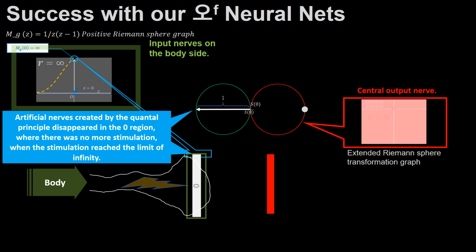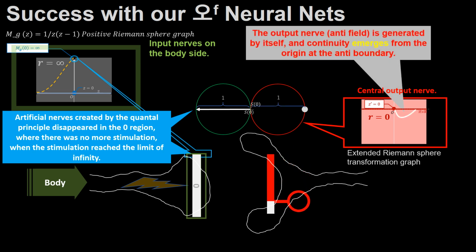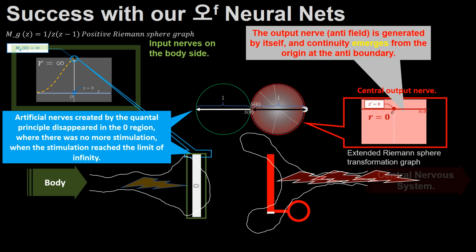In the figure, it is expressed as a plane, but it becomes three-dimensional. By outputting a function there, we were able to simulate the state of transmission to the central nervous system. Not only that, but a function in the opposite direction to the body side also appeared.